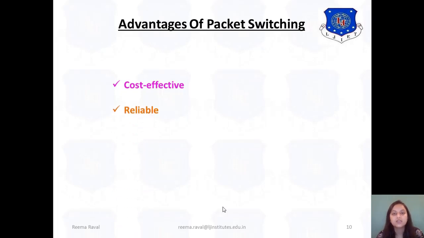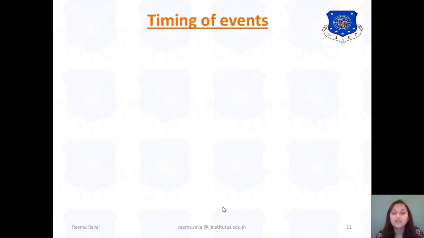The second advantage is that it is reliable. Packet switching is highly reliable because each and every packet that has to be transmitted is delivered correctly, without any error, to the destination. And the third one is that it is efficient. So these are the main advantages of packet switching. Let us consider the timing of events for each switching system, so it can give you a clear idea about the difference between these three switching systems.